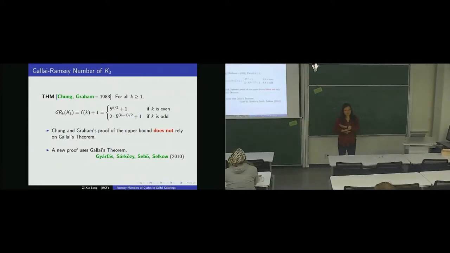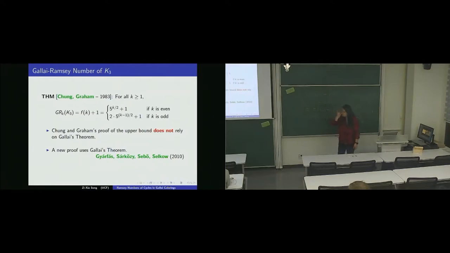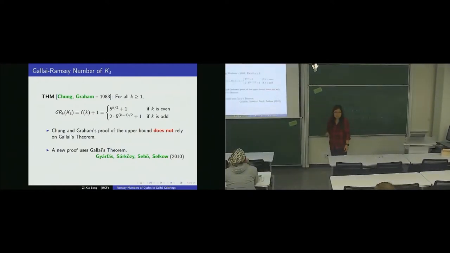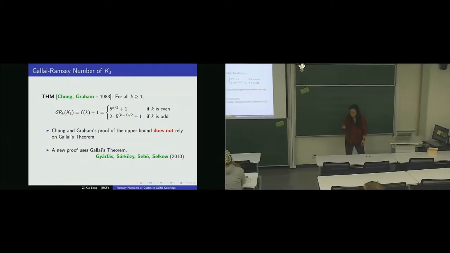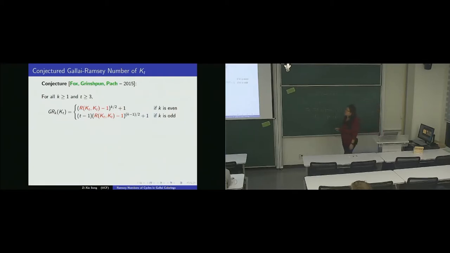At that time, we didn't have Gallai-Ramsey numbers of graphs. Yeah, they answered the original question here. And you can now use Gallai's theorem to give a new and shorter proof of this result. So that's for K3. We do have a conjecture here for complete graphs and the Gallai coloring.